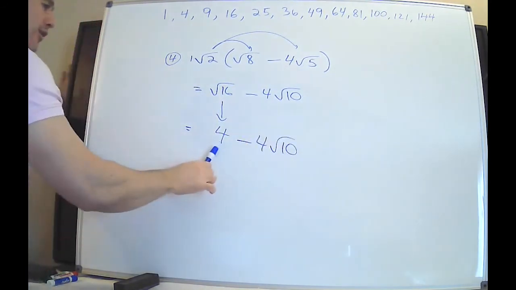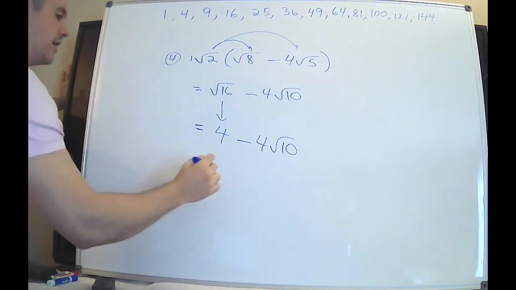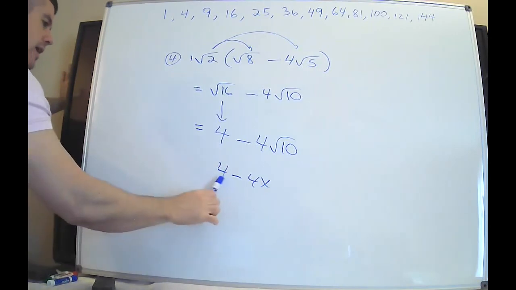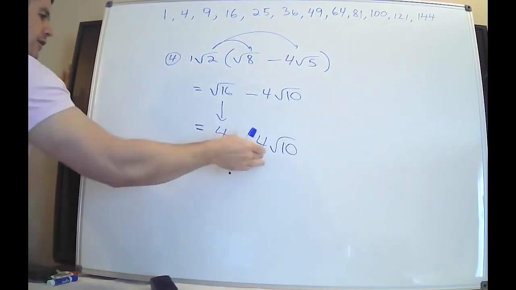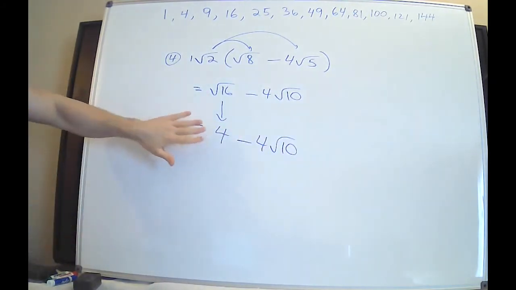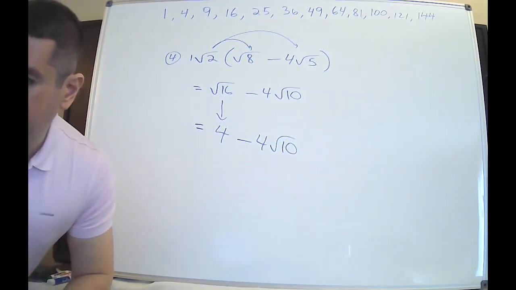Whoa. You're like, 4 minus 4 is 0. This makes no sense whatsoever. Again, if you had 4 minus 4x, you can't combine these. These are not like terms. You have $4 and you have 4 radical 10s. There's nothing you can do about it except to leave it alone. So you have to stop here. Even though this answer looks kind of funky, ain't nothing you can do with it. Just got to leave it.